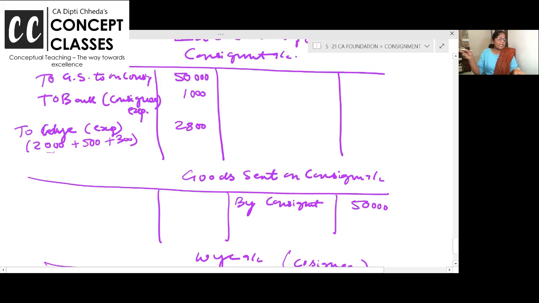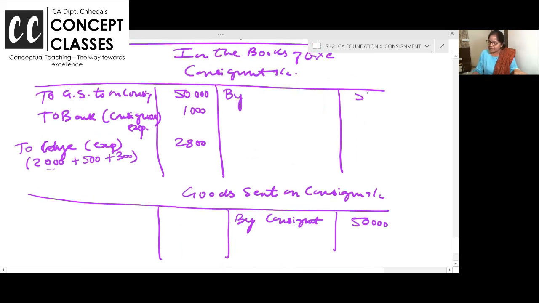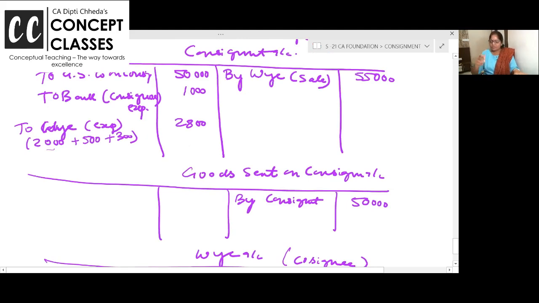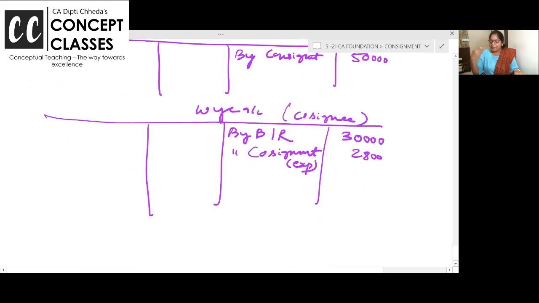On 31st December, consignee gave account sales and he said 4/5 of the goods are sold at 55,000. Sale. Consignment account credit. By Y account, bracket sale. Who has sold the goods for 55,000? Y. Party to sales. But sales we will credit in the trading account. 55,000, Y you should pay me for consignment sale.